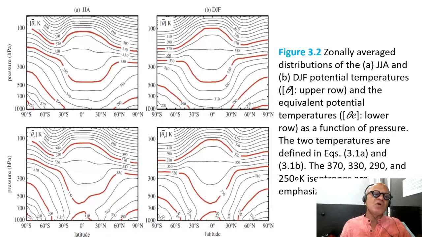And remembering what we have already seen before in terms of the zonally averaged, so we are back to longitudinal averaging or zonal averaging and looking at meridional sections. This is for June, July, August, September, DJF, and this is the potential temperature and this is the equivalent potential temperature. So this is the dry dynamics and this is the moist dynamics.